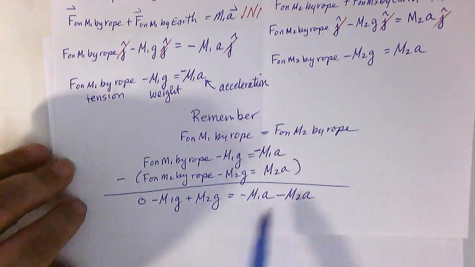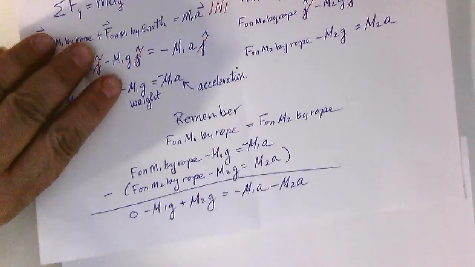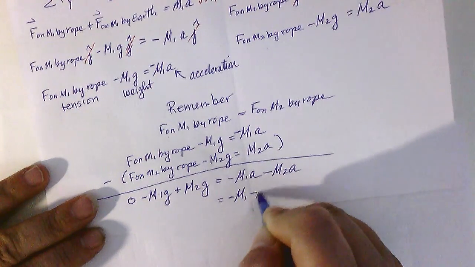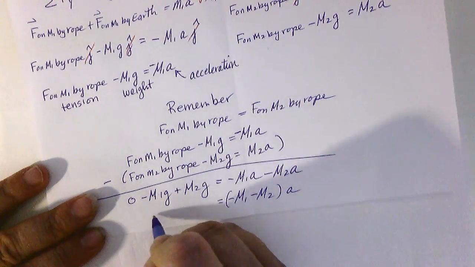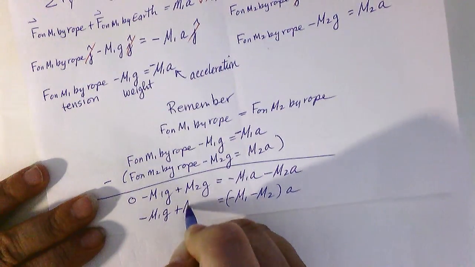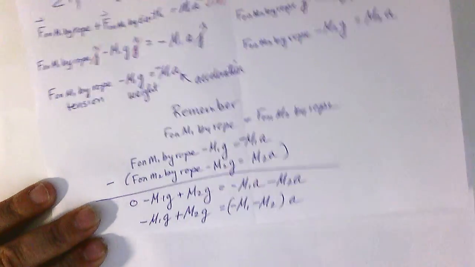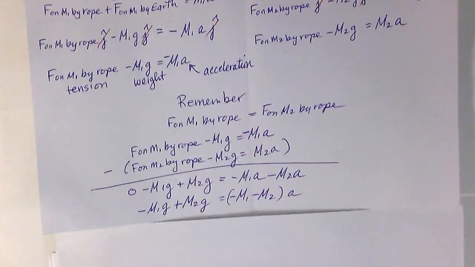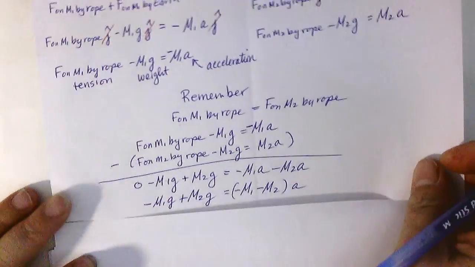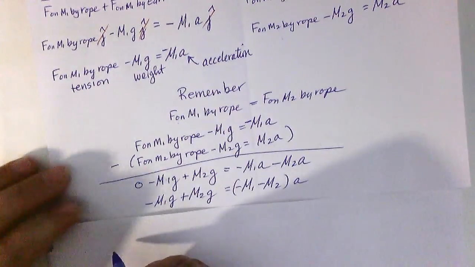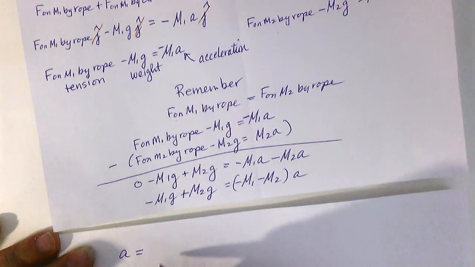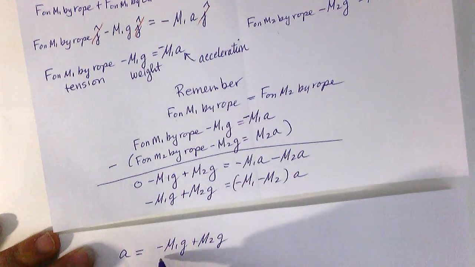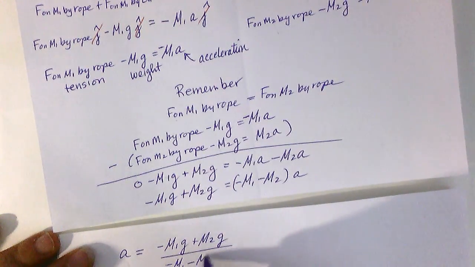Okay, I'm going to factor out an A. So I end up with negative M1 minus M2, times A, is equal to negative M1 G plus M2 G. Now I'm going to divide both sides by negative M1 minus M2, and I end up with A is equal to negative M1 G plus M2 G, all divided by negative M1 minus M2.